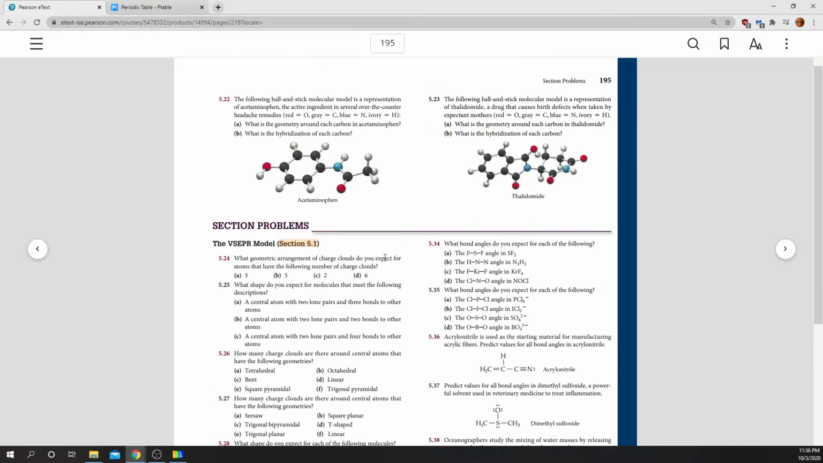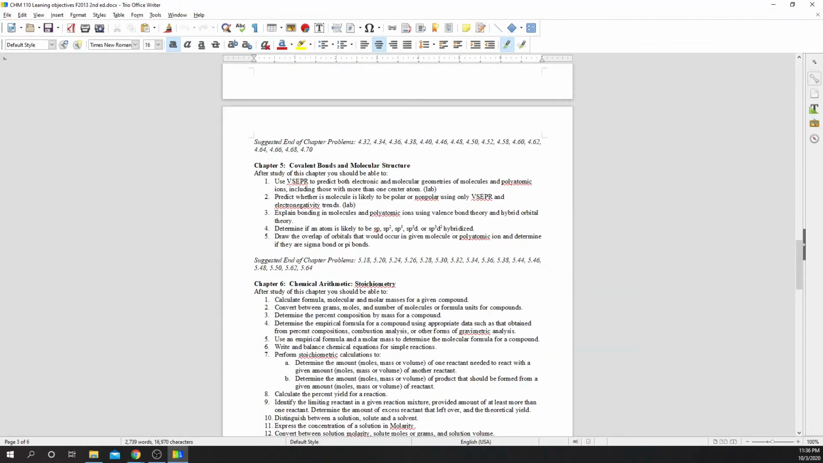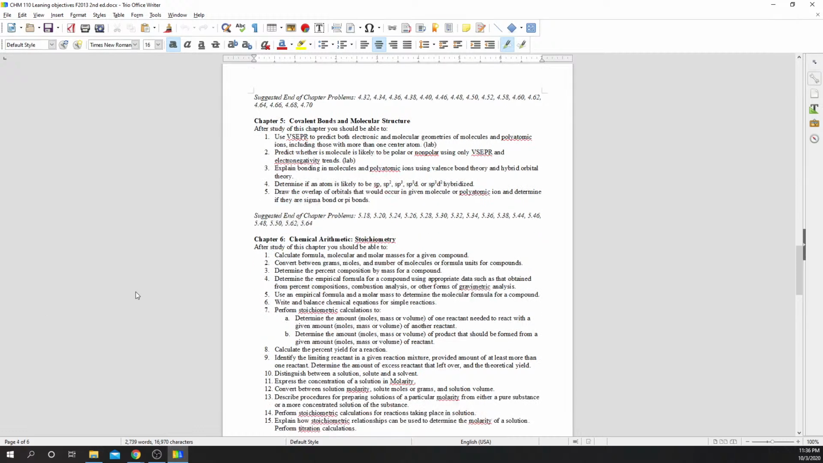24. What geometric arrangement of charge clouds do you expect for atoms that have the following number of charge clouds? 3 is going to be trig planar, 5 is trig bipyramidal, 2 is linear, and 6 is octahedral. This is just an exercise in memorization, so they're just getting you to practice that, work on that, memorize that. 26, 28, 30, 32, 34, 36, 38. So we're going straight through to 38.